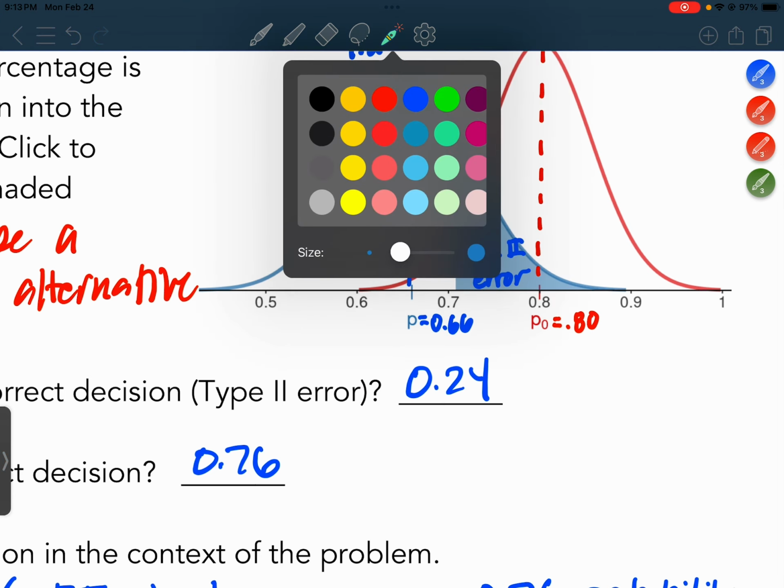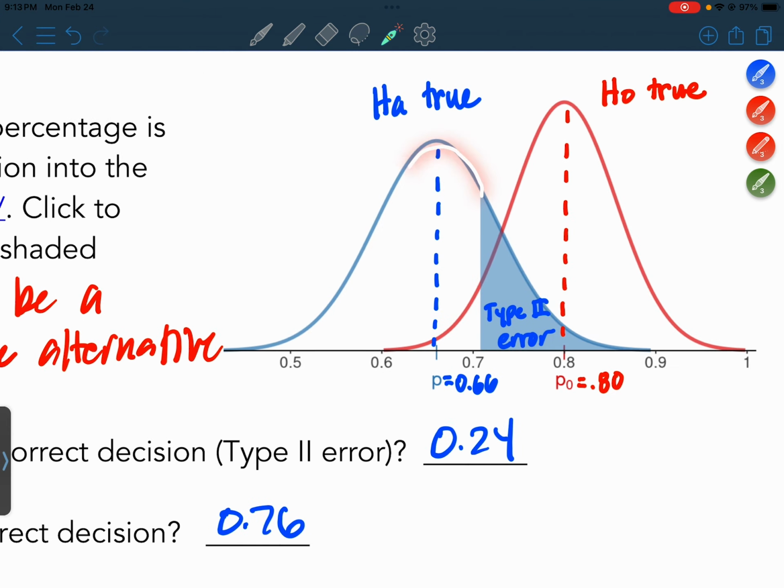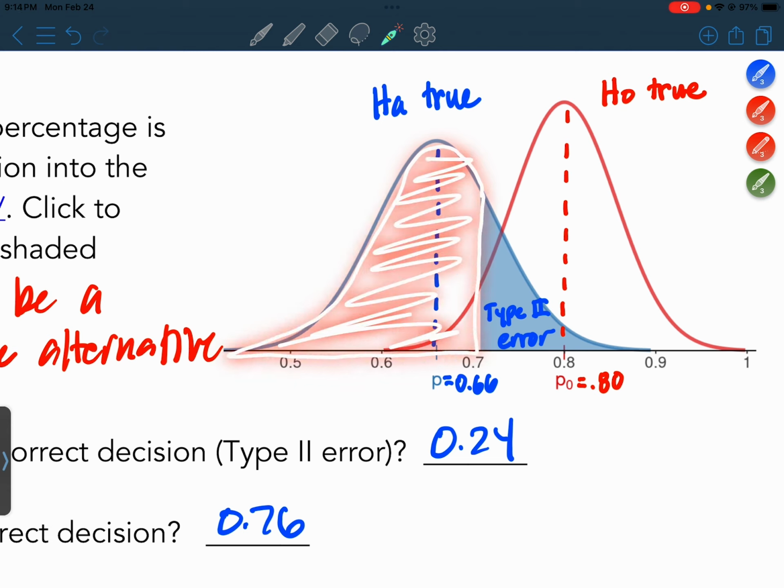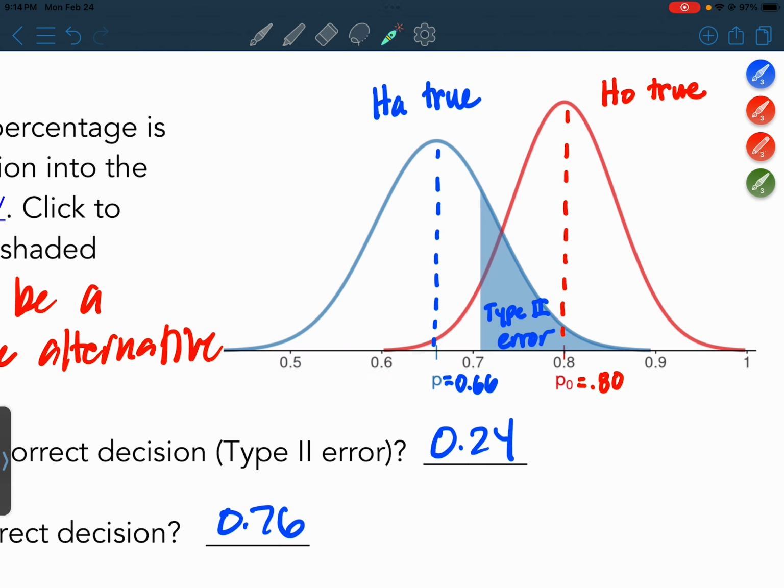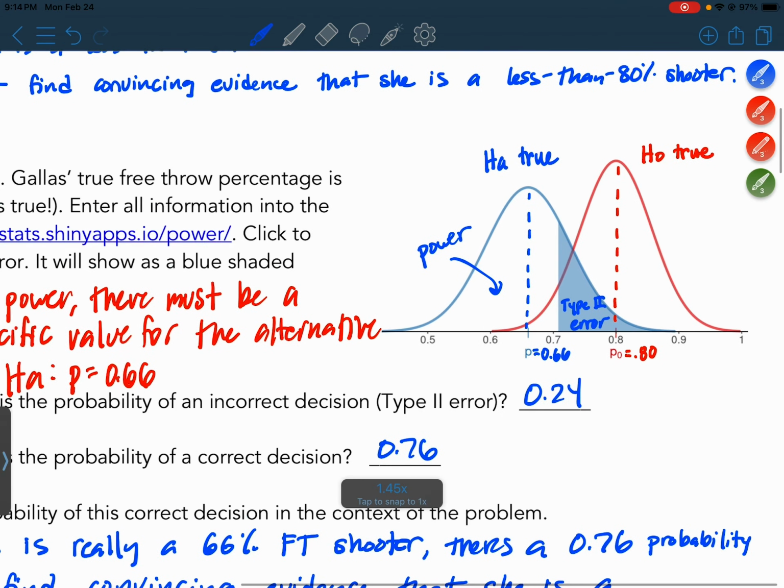Okay. The unshaded region in this distribution, which makes up the majority of the curve, okay, all of this region here represents the probability that we make the correct decision, right? That we conclude that she's a less than 80% shooter because in reality she was a less than 80% shooter. We call this the power of the test, right? It's the ability to reject the null when the null should be rejected, right? Or it's the ability to find evidence for the alternative when the alternative is what's true all along.